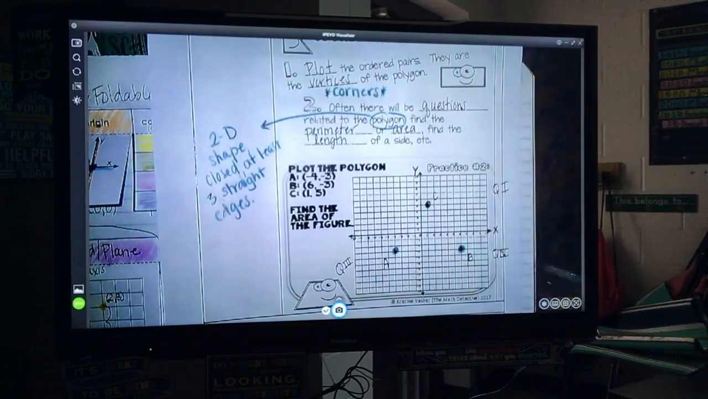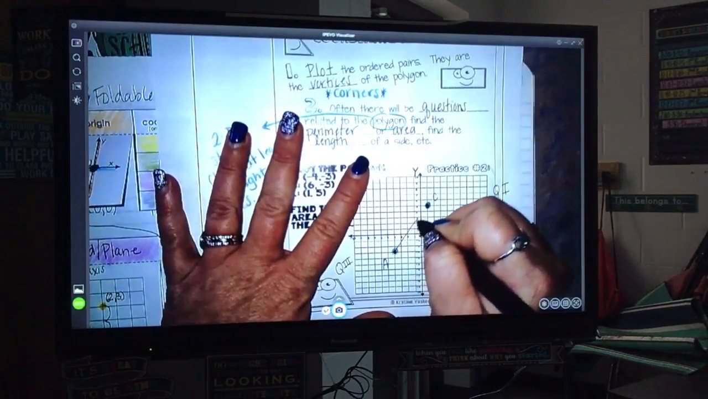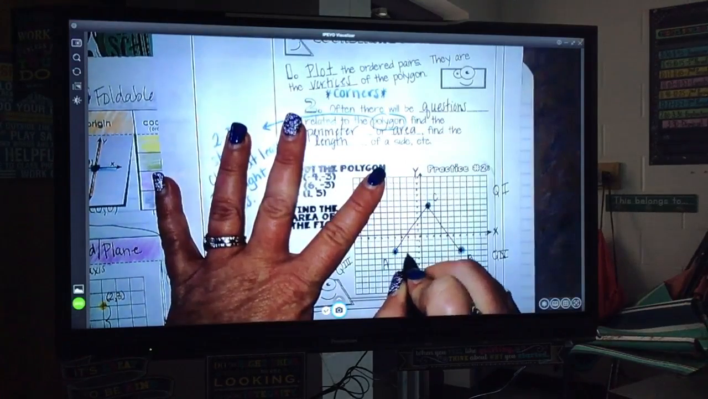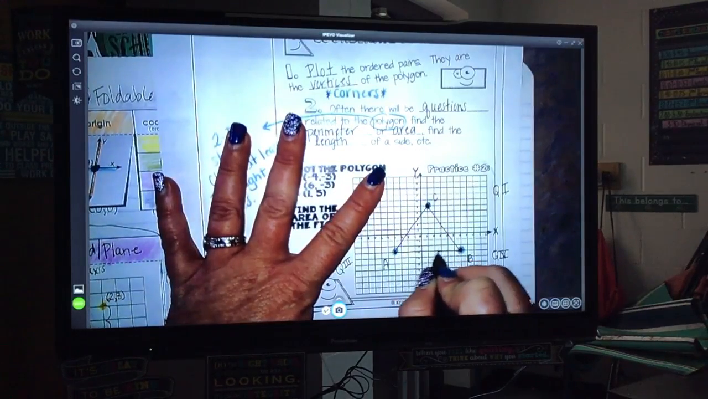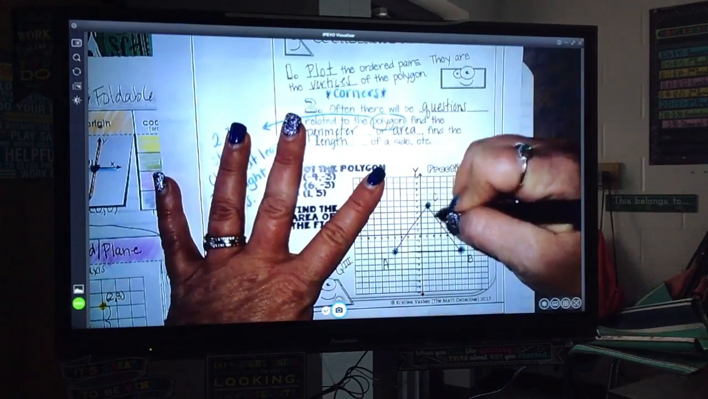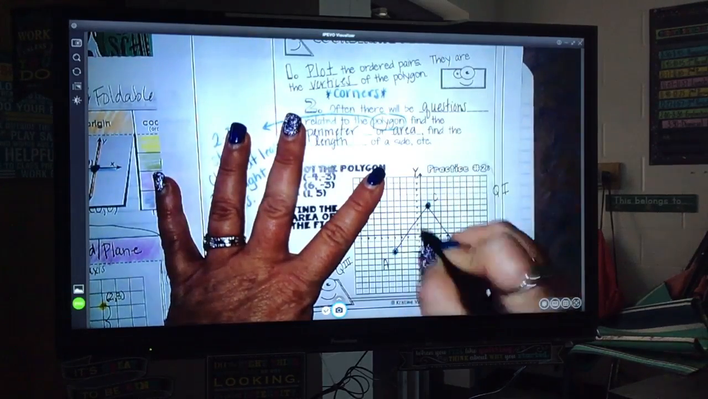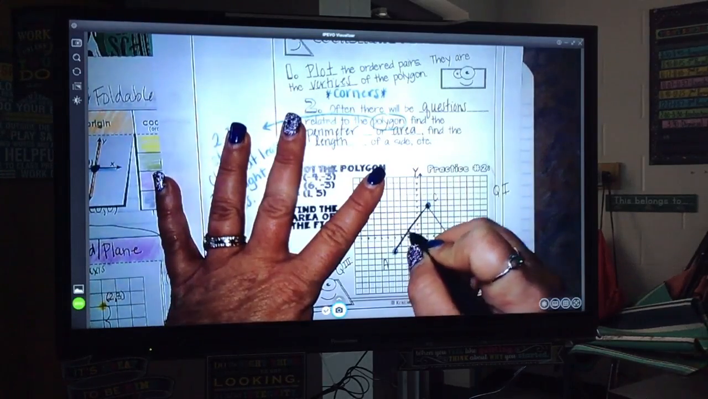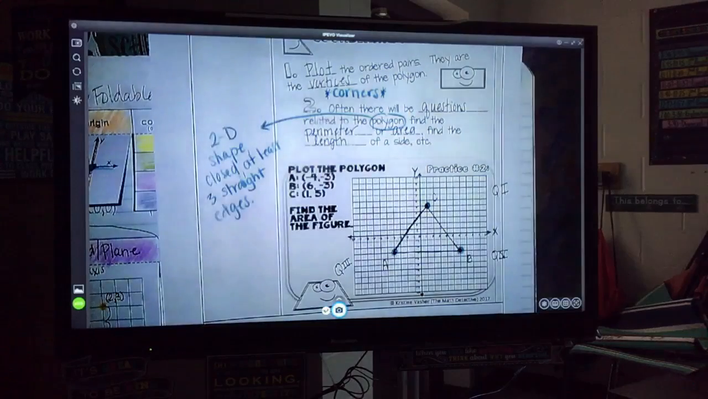So now I want you to connect the dots. It looks like an equilateral triangle. Make it bold enough that you can see it. Now, we have to find the area. So what is the formula that we're going to be using?